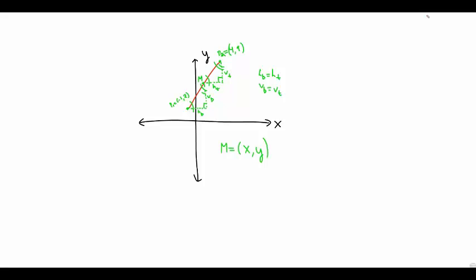We see that the x-coordinate is halfway between the x-coordinates of P1 and P2. Or in other words, the x-coordinate of M is the average of the x-coordinates of P1 and P2. And the same with the y-coordinate, y.